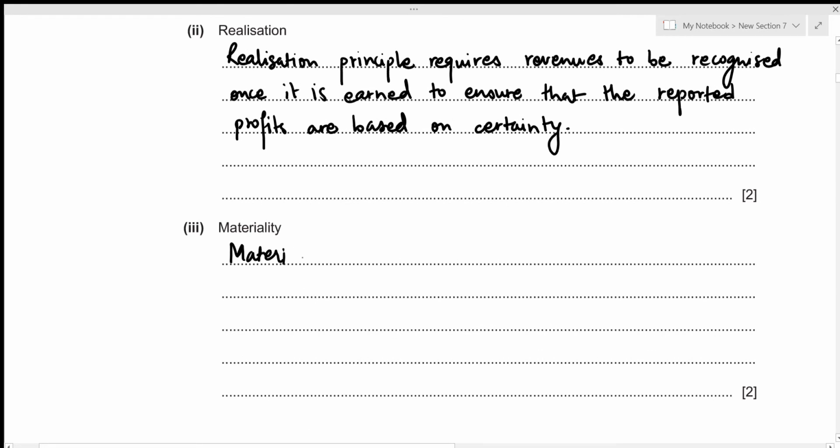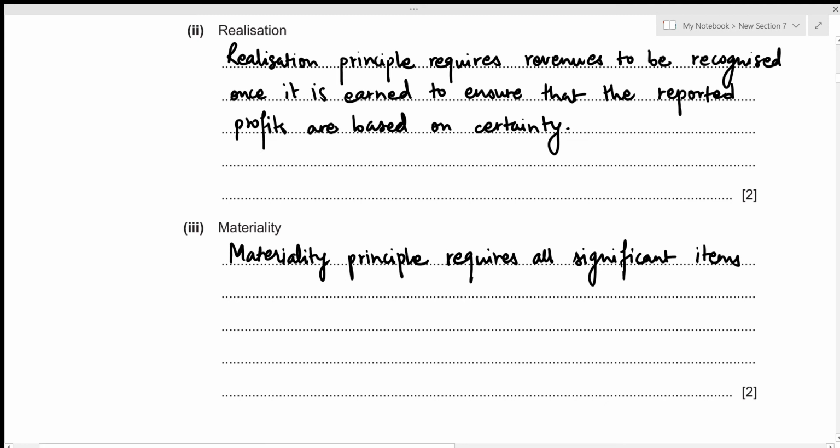Materiality principle requires all significant items to be recorded or reported in detail in a business's financial statements.